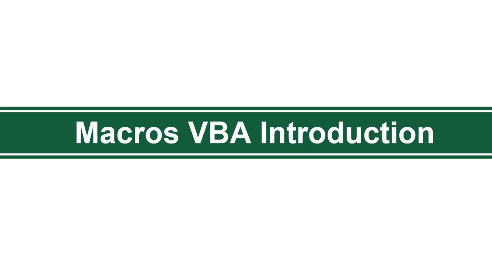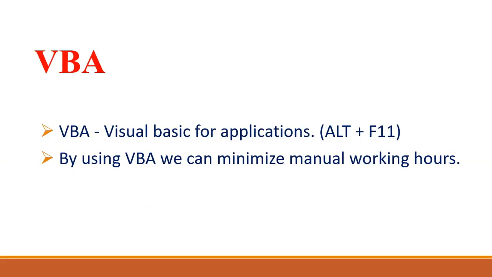Now first we'll see what is Macros VBA. Macros and VBA both are the same. Writing the code is nothing but macros, where we are writing inside the VBA editor, Visual Basic for Applications. Inside the VBA editor we'll write the macro code. So that's why we call it Macros VBA. So what is VBA? By using VBA, we can minimize manual working hours. We can reduce the manual working hours by using this Macros VBA.